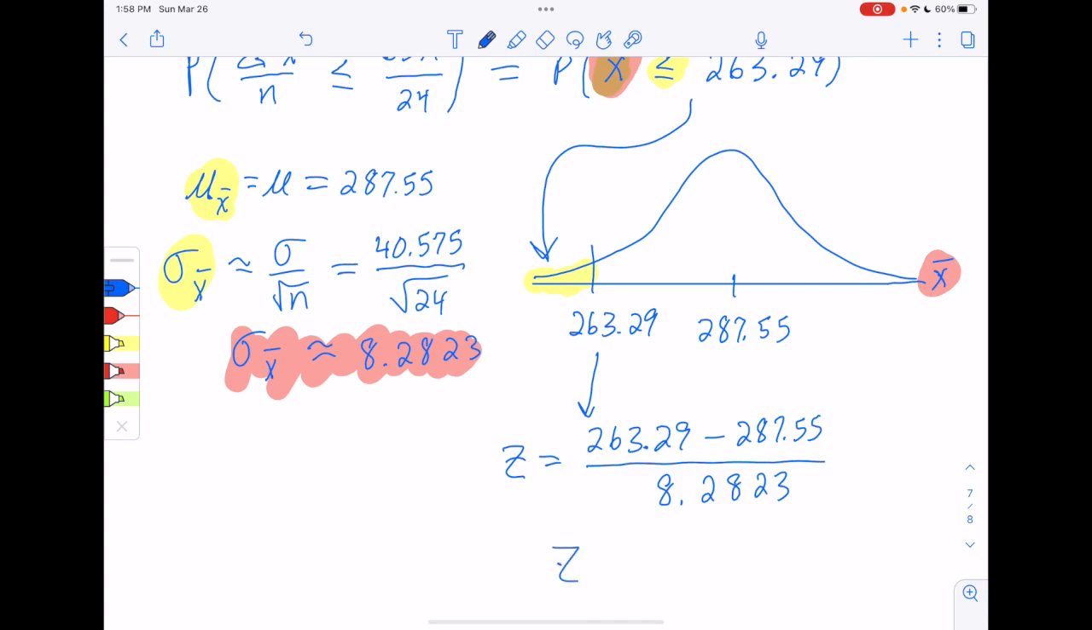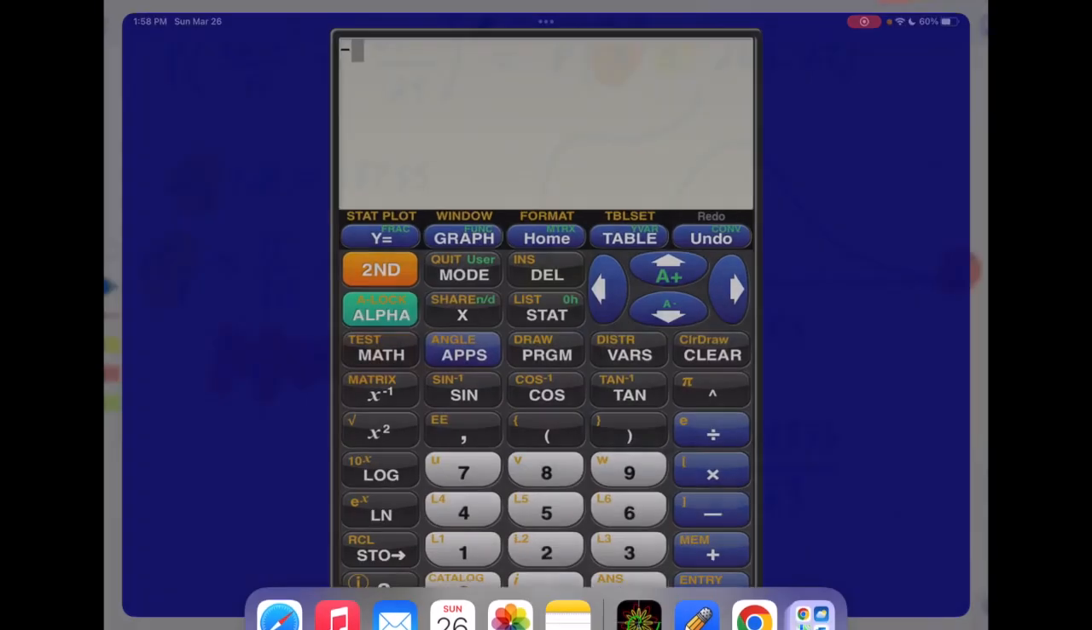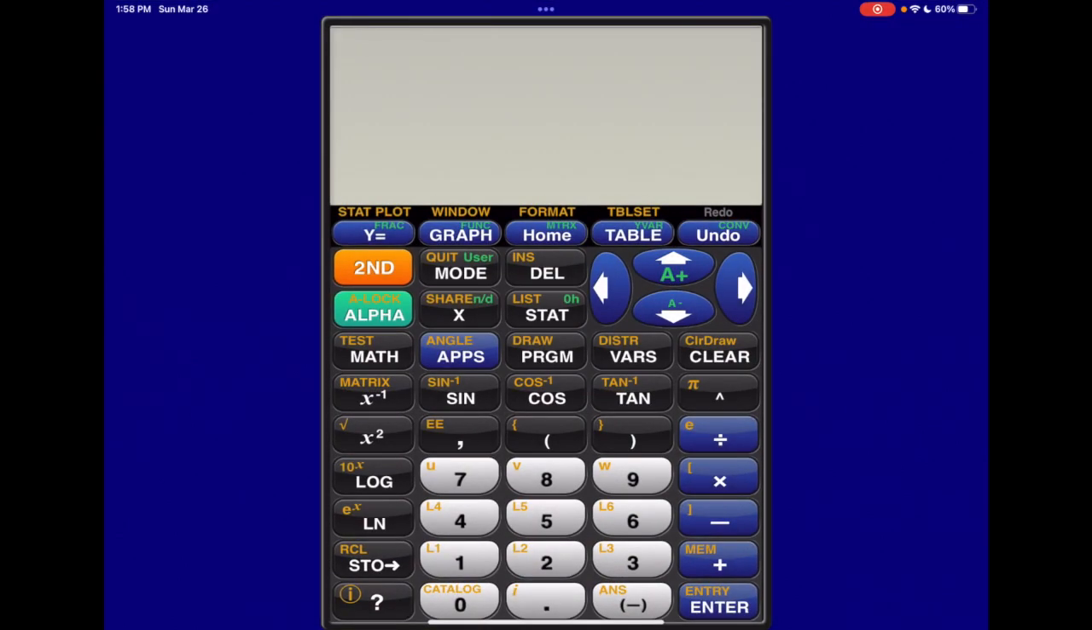All right, so what do we get for our z? Let's go see on the calculator. So for z-scores, we need parentheses around the top, so we'll do open parentheses 263.29, which is our boundary, minus the mean, 287.55. Close the parentheses to make that subtraction happen first. Divide that by the standard deviation of x bar, which is 8.2823. So we get negative 2.929.